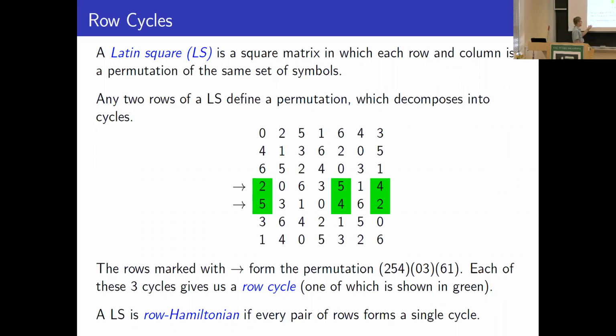Then what I would have is something called a row Hamiltonian Latin square. So that means for every pair of rows, the permutation mapping one of those rows to the other is a single cycle. You can also play this game for columns. You can pick 2 columns and look at the permutation mapping those together. And you can also do it for symbols.